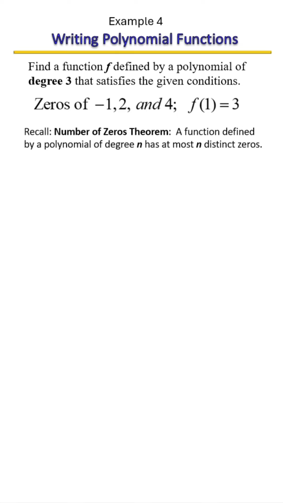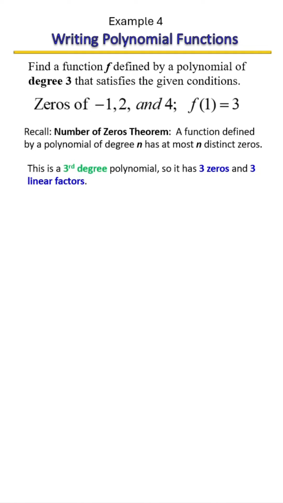So recall that the degree of the polynomial, in this case a degree of 3, will tell you how many zeros you're going to have. Because this is a third degree polynomial, it means we have 3 zeros. They've given us those 3 zeros, so we don't need to do synthetic division at all because we have them. We just need to put it in linear factored form.